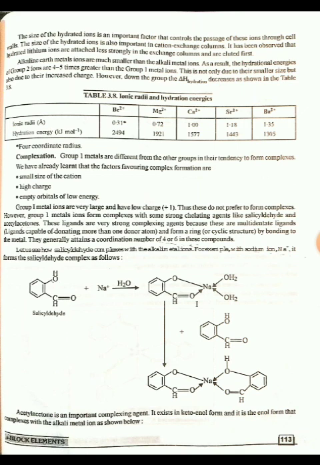Let us see how salicylaldehyde complexes with the alkali metal ions. For example, with sodium ion, Na positive, it forms the salicylaldehyde complex as follows. Acetylacetone is an important complexing agent. It exists in keto-enol form and it is the enol form that complexes with the alkali metal ion as shown below.